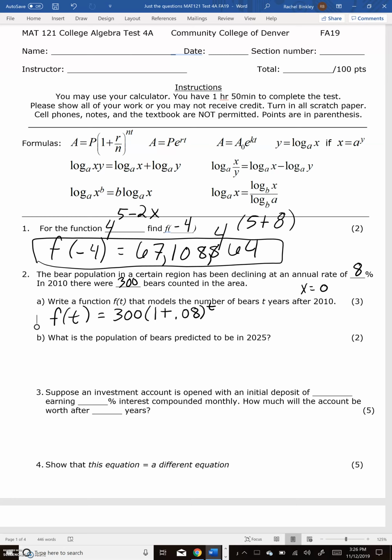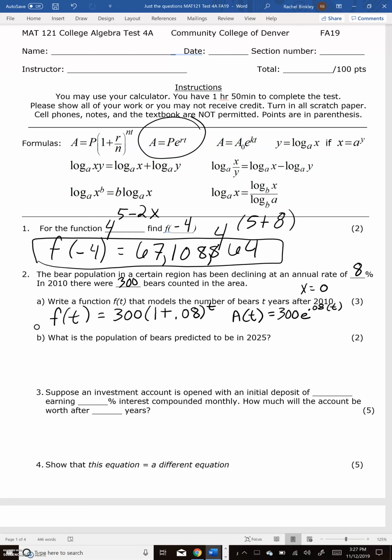If I want to use the continuously compounding method, we are going to use A equals P e to the rt, and that would be A of t equals our initial value of 300 again. This time, e to the power of our rate, which is 0.08, times t. Then we'll use both of these functions, and the answers shouldn't be that far off from one another.